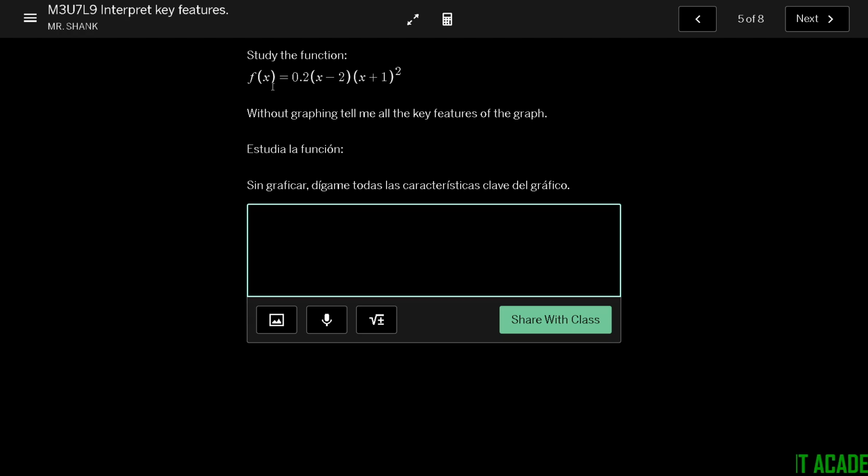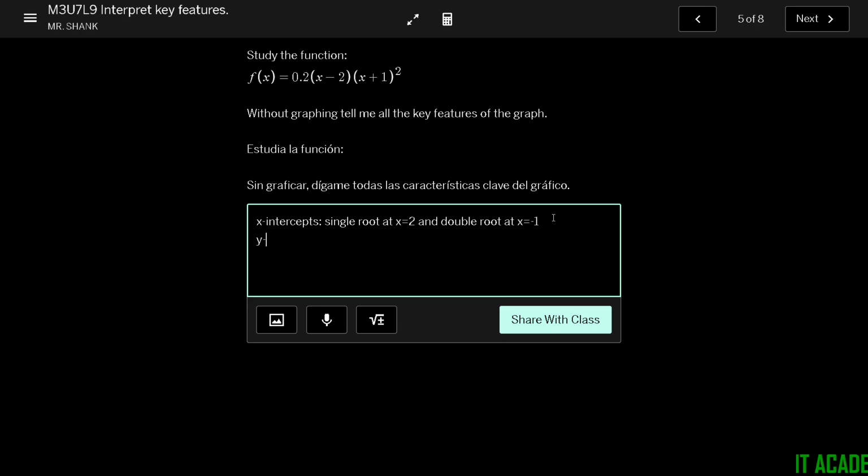I can figure out what my x-intercepts are by taking the opposite of those two values. So the x-intercepts are going to be x equals 2 and x equals -1. Specifically, a single root at x equals 2 and a double root at x equals -1.